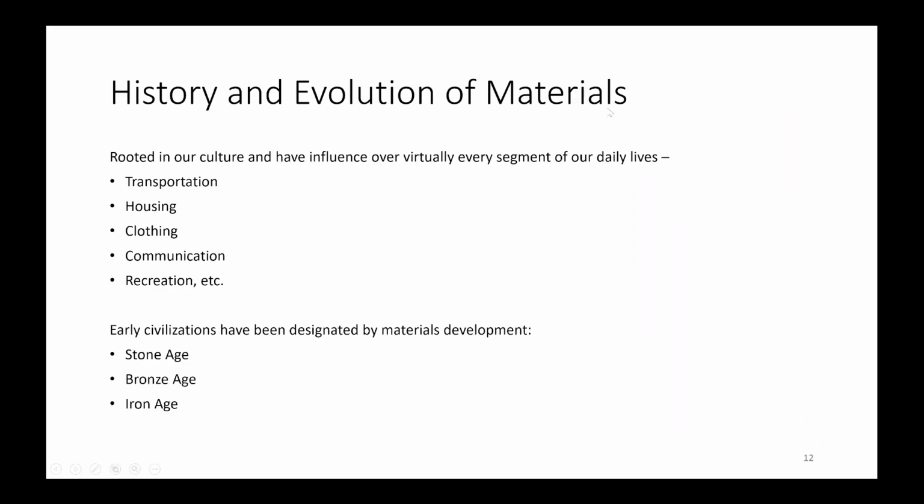Okay, so firstly, history and evolution of materials. We know that materials are rooted in our culture, and they have influence over virtually every segment of our life. The materials that we are using currently are used in most of our industries, for example transportation, housing, clothing, communication, recreation. These are some areas where materials are required, and early civilizations have all been designated by materials, like some dominant materials for particular eras.